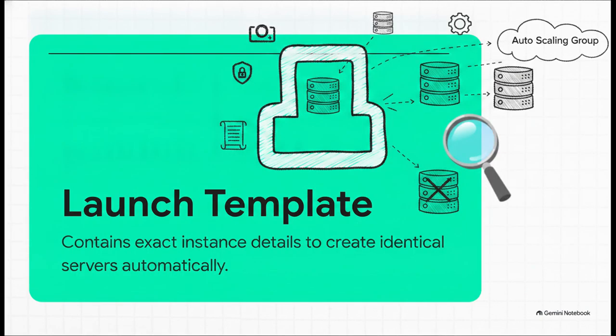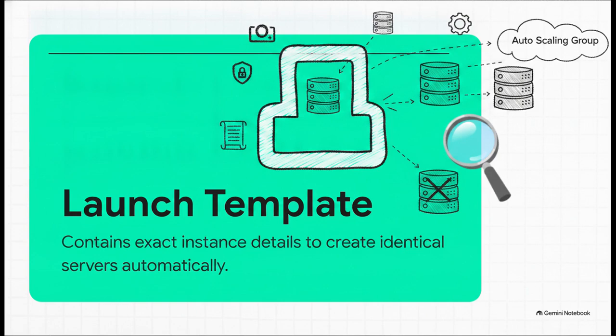The heavy lifter here is the launch template. Think of this exactly like a cookie cutter. AWS needs to know precisely what kind of machine to build when we aren't looking. So we fill out a template with the exact instance details, the operating system, the machine type, the security firewalls, and of course, that clever user data script we just talked about. Whenever a server dies, the auto-scaling group just grabs this cookie cutter and stamps out a brand new, identical replacement in seconds.